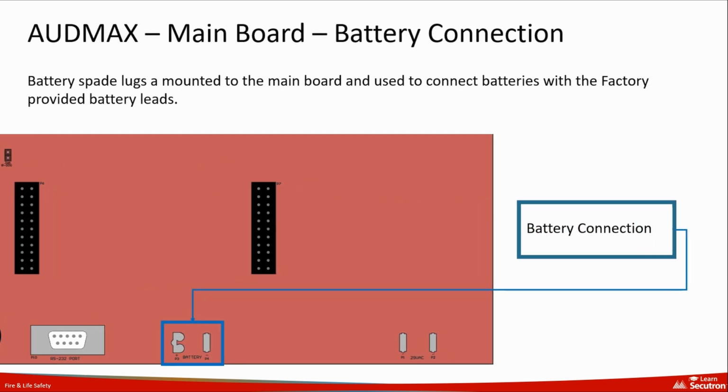The main board includes battery spade lugs for connecting backup batteries. These connections are used with factory-provided battery leads to ensure secure and reliable power delivery. Properly installed batteries provide backup power during outages, maintaining system operation and ensuring continuous emergency communication. The panel supports battery charging capacities up to 75 amp hours, offering flexibility based on installation needs.